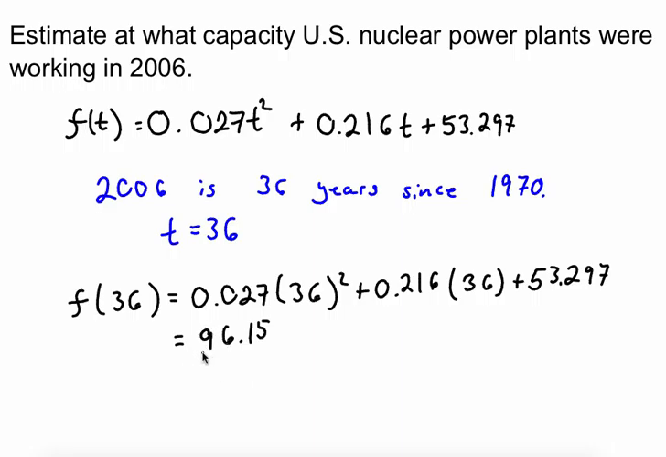All right, and so what type of value is this? Remember, the output is the percent of U.S. nuclear power plants working at capacity. So 96%, working towards 97.